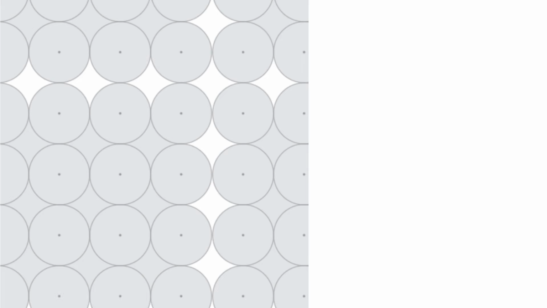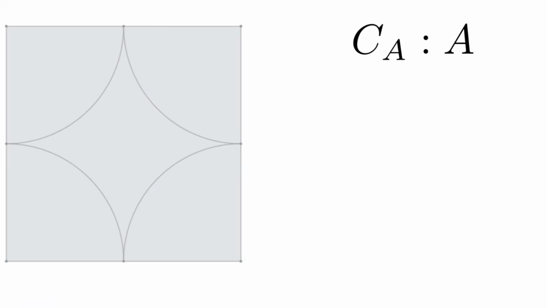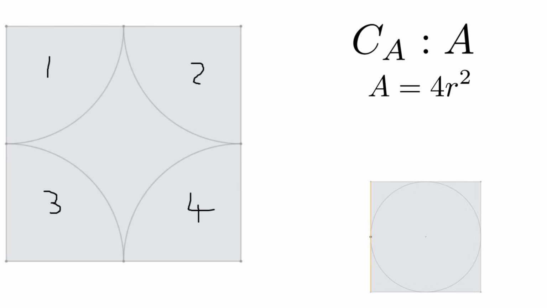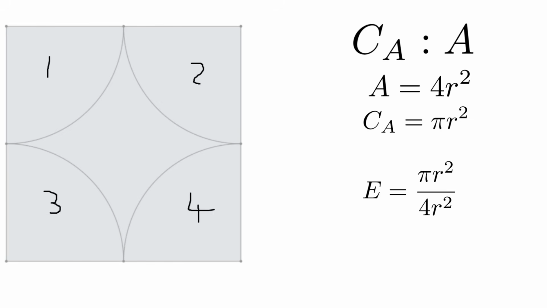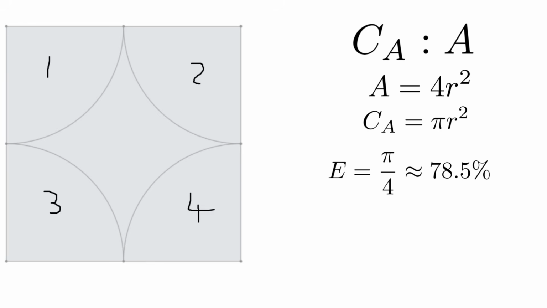Well, to calculate that, we have to compare how much of the area is circle compared to empty space. To do this, we can split the infinite grid into square cells like this, and we can see the efficiency of each cell. This cell is 2 radii across, so the total area is 4r squared. Now, how much of that is circles? Well, we can see we have 4/4 of circles, which is one circle, which has area pi r squared. So our efficiency is pi r squared over 4r squared, or pi over 4, which is roughly 78.5%.